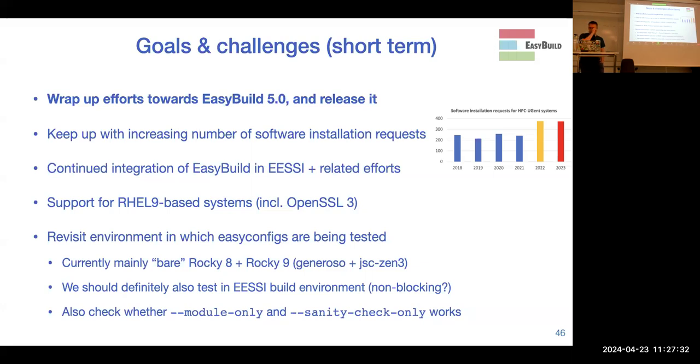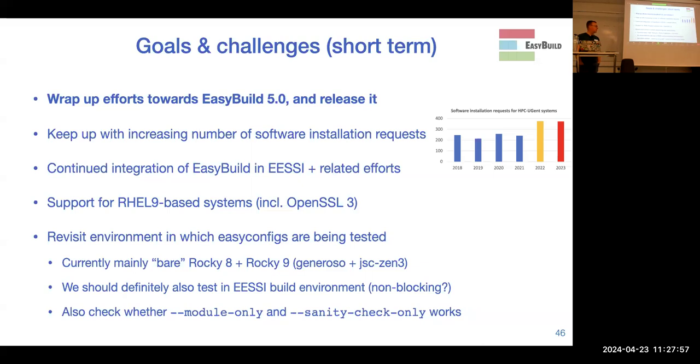And then related to both Easy and RHEL 9, and we've actually been saying this for a while already, but we should really look into it, is to revisit the environment or environments in which we're testing mostly easyconfig PRs. CentOS 7 was already mentioned. Maybe it's still relevant enough that we should be actively testing for that.